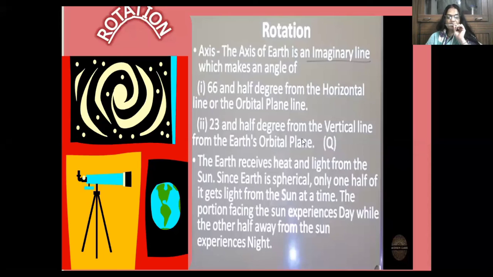Why? Because on these two dates, neither of the poles, meaning not the North Pole or the South Pole, is inclined towards the sun.